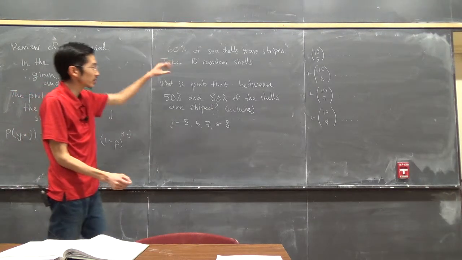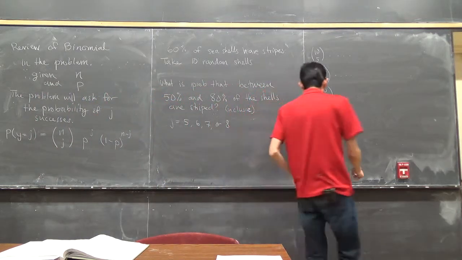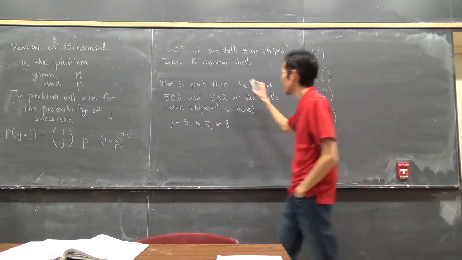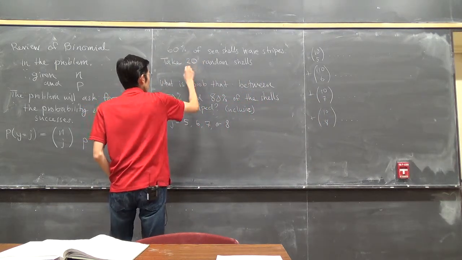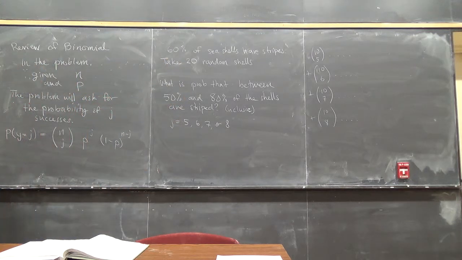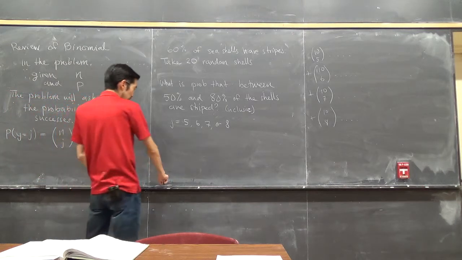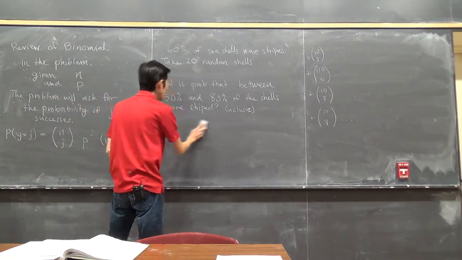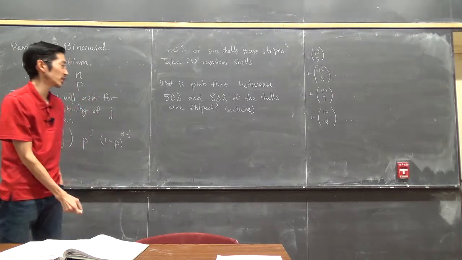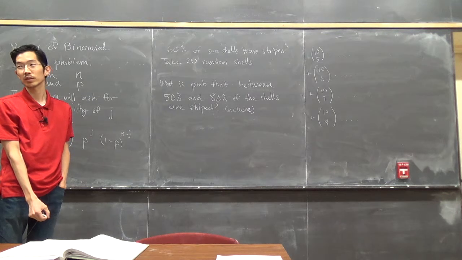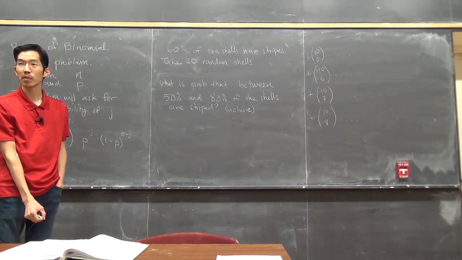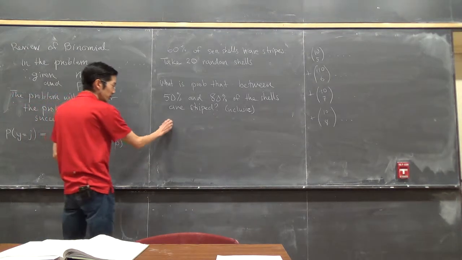What if I changed this and said, instead of 10 random shells, let's say I'm going to take 20 random shells. So we still have 60% of seashells have stripes, but we're going to take 20 random shells. I'm still going to ask the question, what is the probability that between 50% and 80% of the shells are striped? Inclusive. So what happens now? My j's change to what?